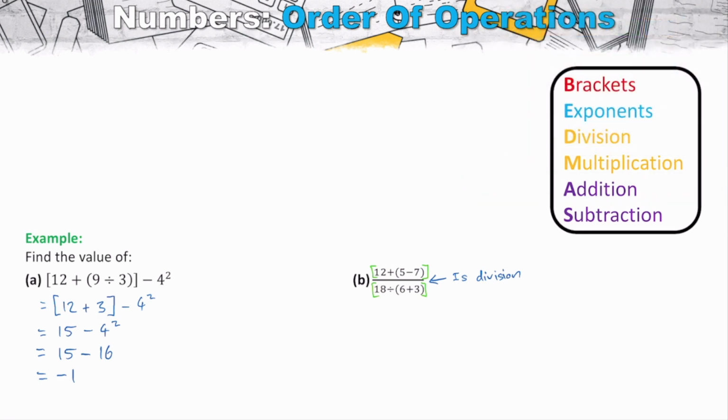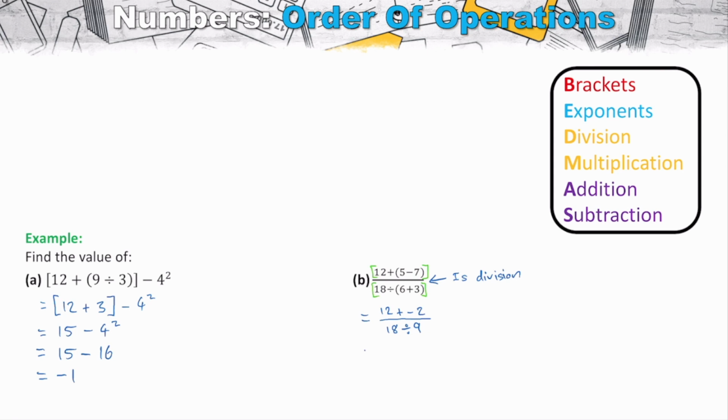So what that means is we think about the top of the fraction or the numerator as its own problem, which means we've got this 12 plus 5 take 7. The 5 take 7 is inside brackets. So it means that we need to prioritize that subtraction first because that's the brackets. So the 5 take 7 is negative 2, giving us 12 plus negative 2. This is all going to be divided by, and we do the same thing on the bottom. We need to prioritize the addition, the 6 plus 3 first because it's inside brackets. So this is going to be 18 divided by 6 plus 3, which is 9.